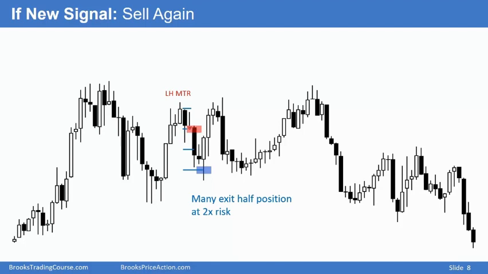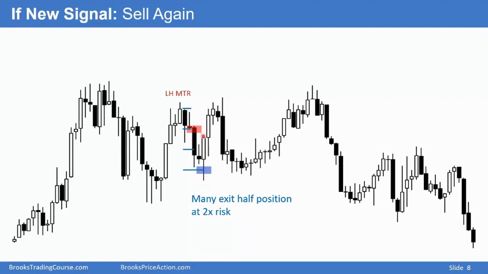If you sell below this bar, maybe you put your stop above this bear bar, maybe above here. That's your initial risk, just above this bar. 1 times initial risk, 2 times initial risk. A lot of traders like to exit half of their position at 2 times initial risk. So a lot of the bears who sold here would take partial profits here, and look what happened.